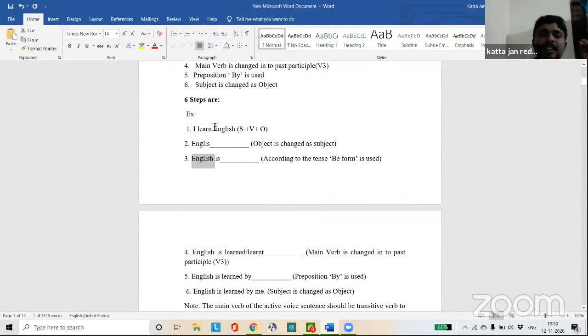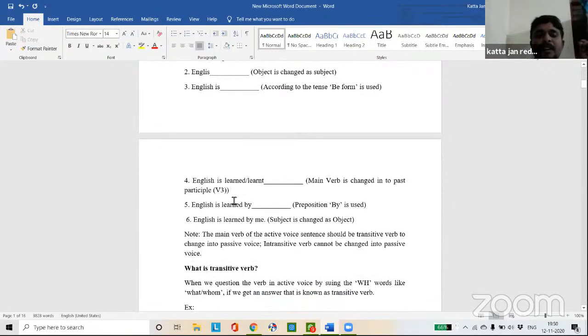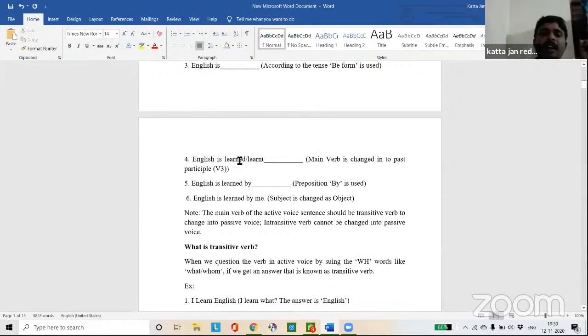What is the main verb in the sentence? Learn, right? So the past participle form of learn is learned or learnt. Learned is British English. Learnt is American English. Either we can use. So English is learnt or learned, right?